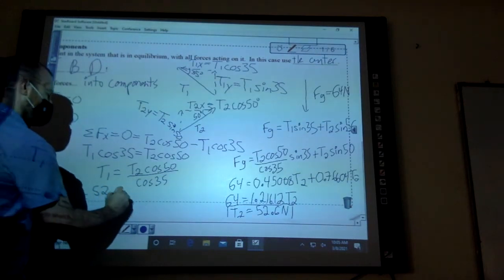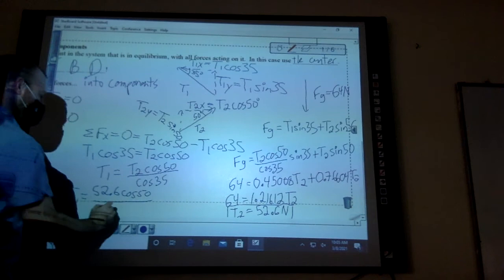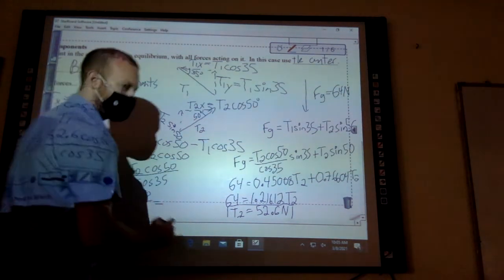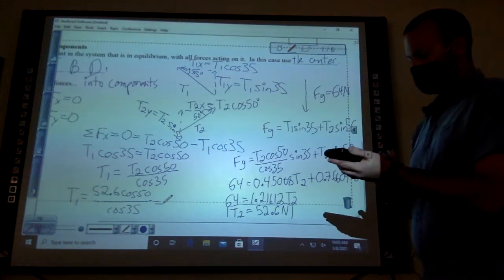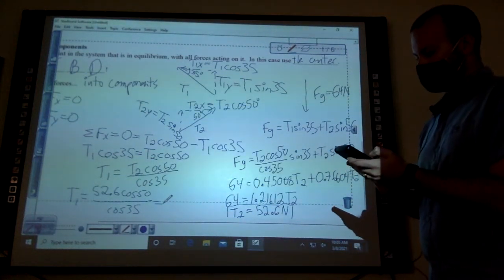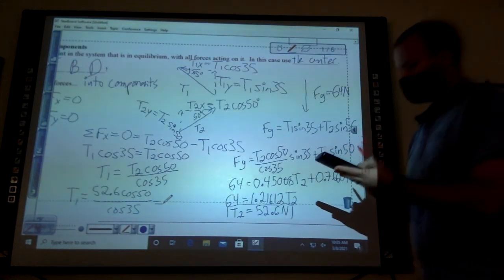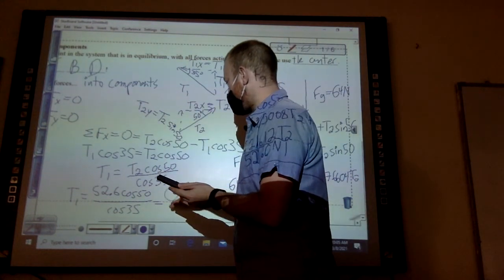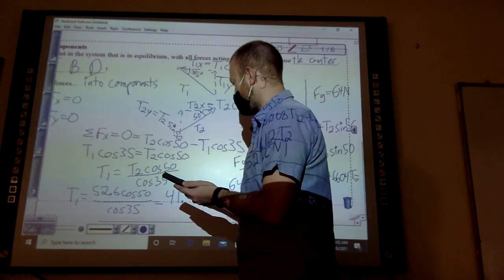52.6 times cos 50 over cos 35. What does that give us? Times cos 50 divided by cos 35. 41.3.